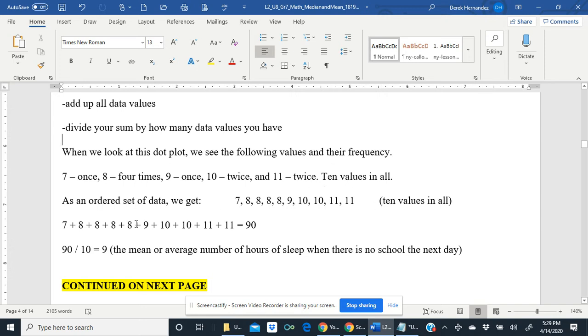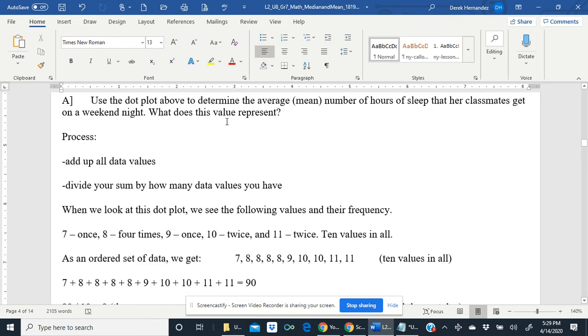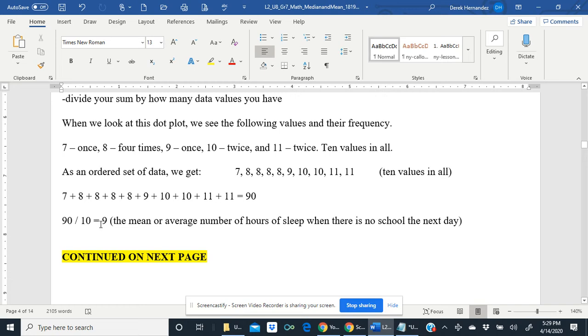So I add them up. Add up all my values. I get 90. You can double check that. We get 90. We got 10 values. So we take our sum and we divide by 10. 90 divided by 10 is 9. And the question is, what does this value represent? Well, 9 is the mean or average number of hours of sleep when there is no school the next day. According to this problem, that's what the average means.